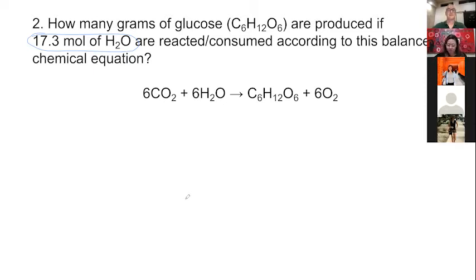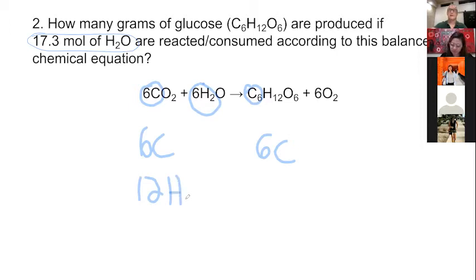Excellent. So let's have a look. We've got 6 carbons on the left, and we've got 6 carbons on the right. So that's good. How many hydrogens do we have on the left side, on the reactant side? 12. 12, right. There's 6 times 2. So we have 12 hydrogens. And yep, 12 hydrogens on the right. So the only thing that's left is oxygens.